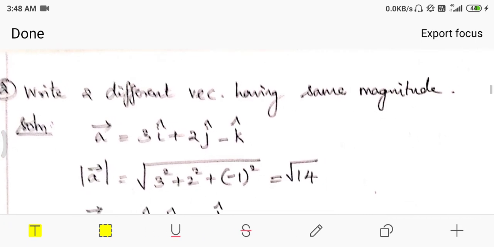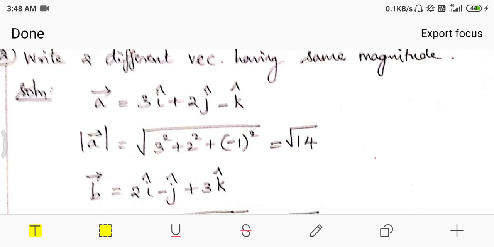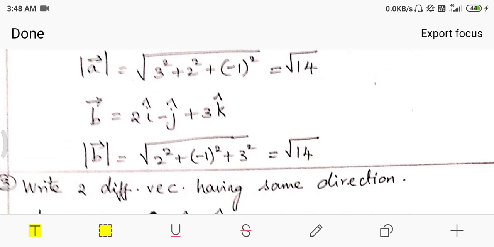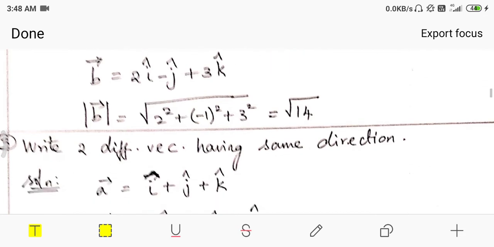Next, question number 2. Write two different vectors having same magnitude. Magnitude means length. It should have the same length. I have written a vector 3i cap plus 2j cap minus k cap. So the magnitude is 3 square plus 2 squared plus negative 1 squared, which is root of 14. B vector, I have just changed the coefficients, 2i cap minus 3j cap plus k cap. So the magnitude will remain the same, 2 square plus negative 3 square plus 1 square equals 14. There are infinite answers. You can try different values. You just change the numerical values between i, j and k.